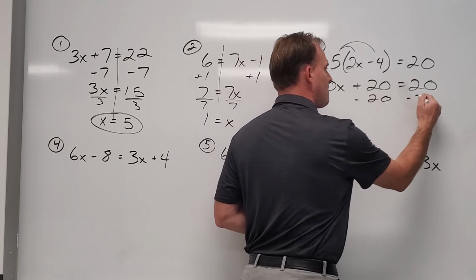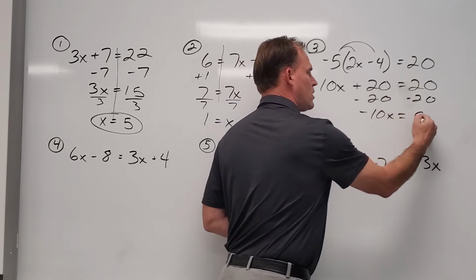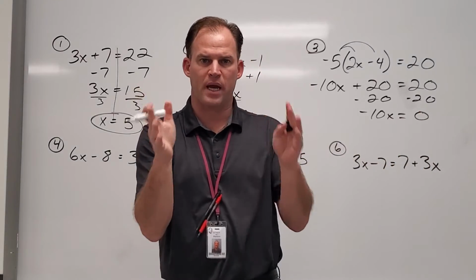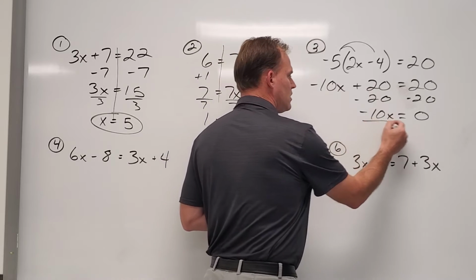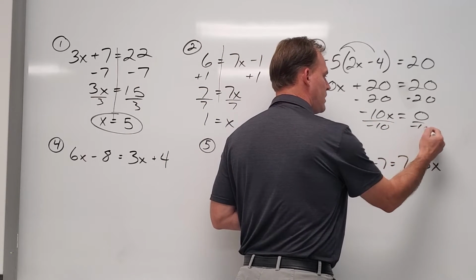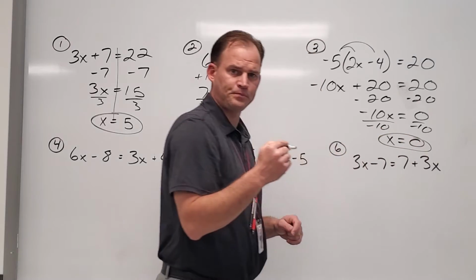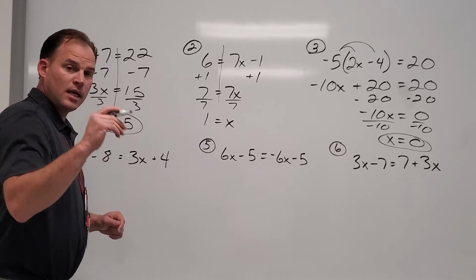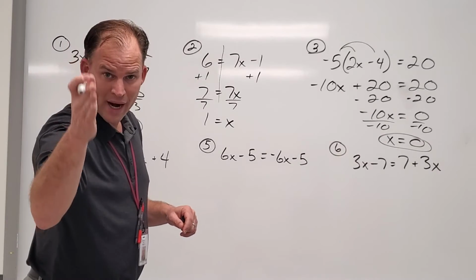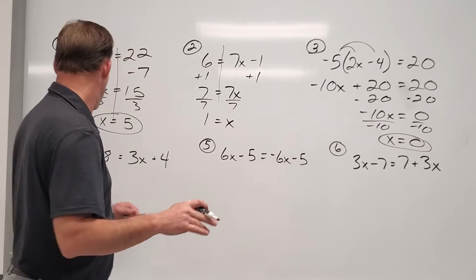Minus 20. 20 minus 20, 0. Don't panic with 0, just a number. Divide to finish the problem and get x by itself. X equals 0. Take your time, follow your steps. Pencil and paper, write it down. You can't do all this in your head.